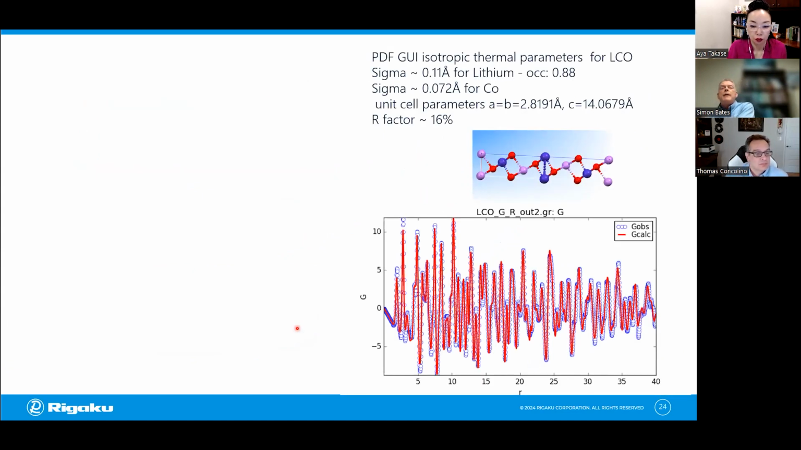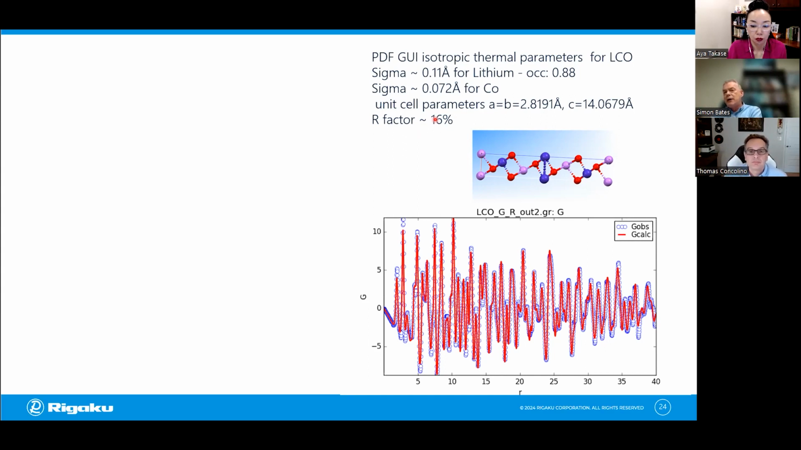So this is our lithium cobalt oxide, again our simplistic model. This is a fit to the PDF using PDFgui. In my mind, that looks pretty amazing. But the R factor is about 16%. That is sort of typical for PDFgui.